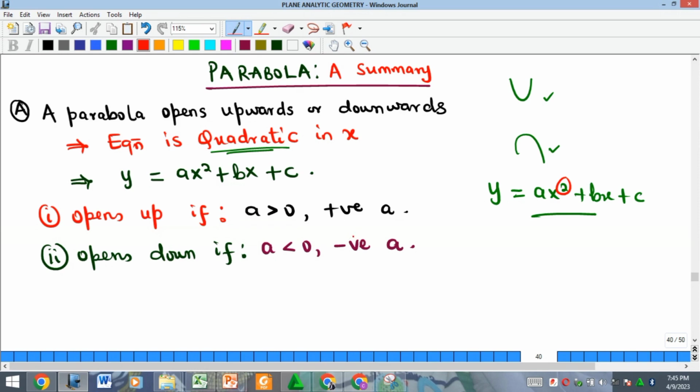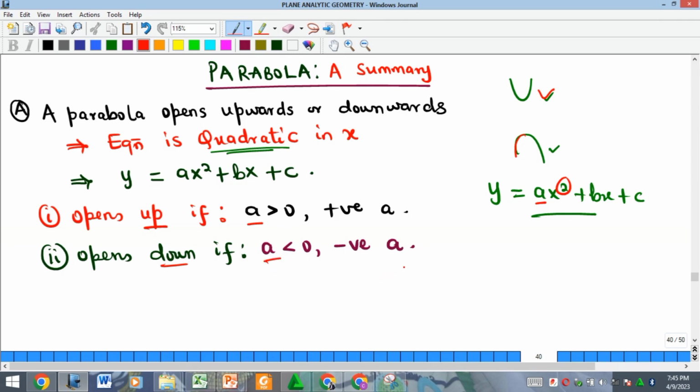And now, for us to know which of the openings we are going to have, is it going to be up or down? We further gave another condition that this a, which is the coefficient of x squared, has to be positive for it to be a U parabola opening upwards. And for it to be an n parabola opening downwards, your a has to be negative.